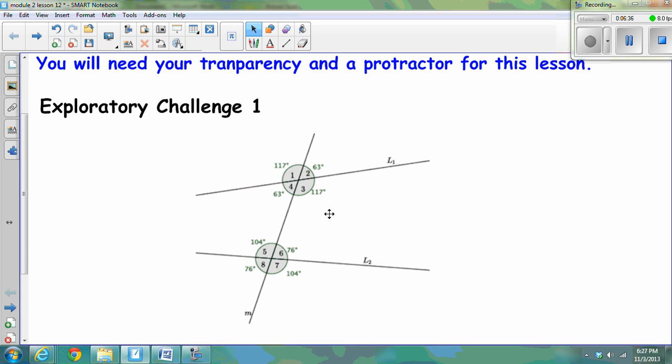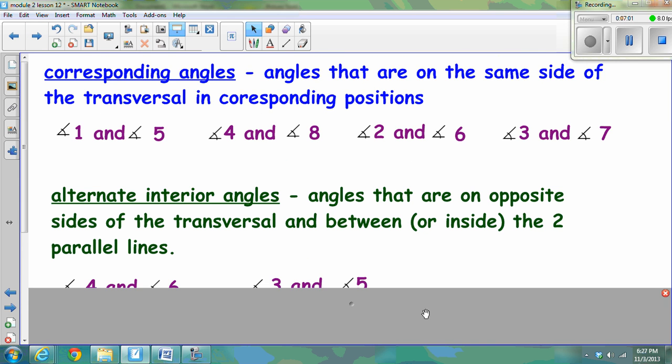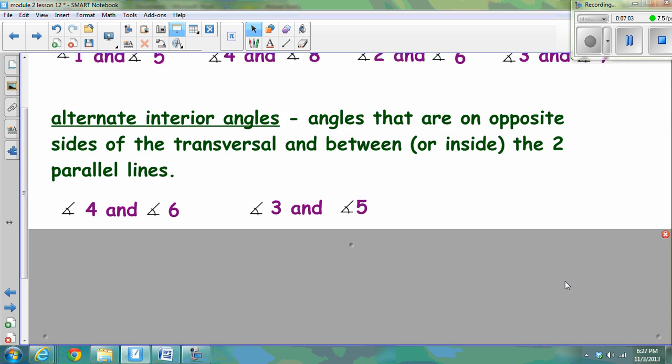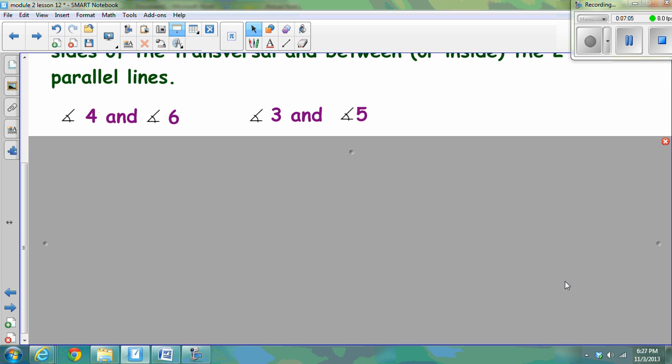Okay, well, if we look at the inside of the two lines, 3, 4, 5, and 6 are all on the inside. 1, 2, 8, and 7 are all outside those two parallel lines. So which two of those four are on opposite sides of the transversal? Well, 4 and 6 are on opposite sides, and 3 and 5 are on opposite sides of the transversal. So 4 and 6 and 3 and 5 are alternate interior angles.